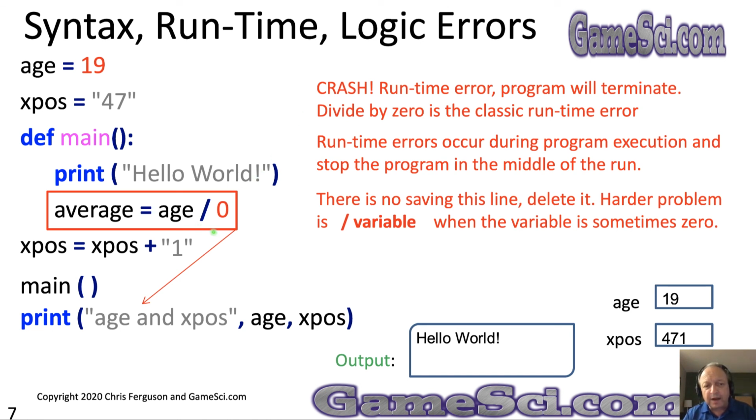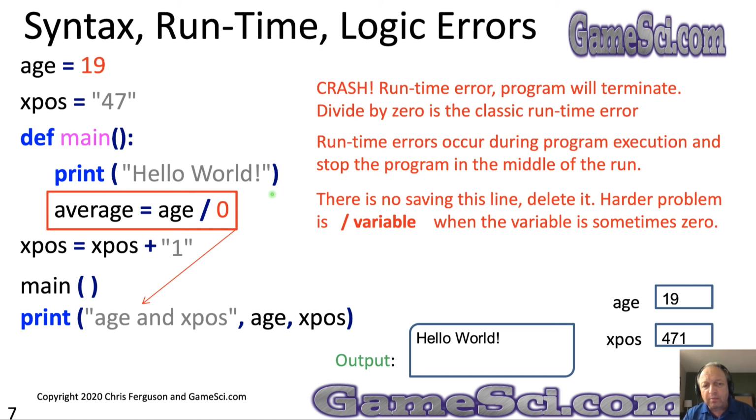This is the classic divide by zero runtime error. You cannot divide by zero. This is an undefined number, and Python and just about every programming language will crash when this occurs. Runtime errors occur during program execution and stop the program in the middle of the run. There is no saving this line of code. We're going to have to delete it.